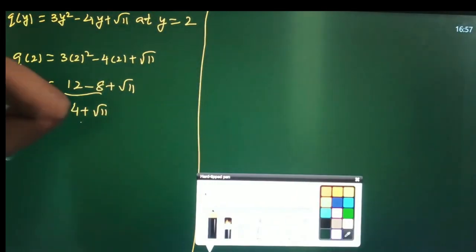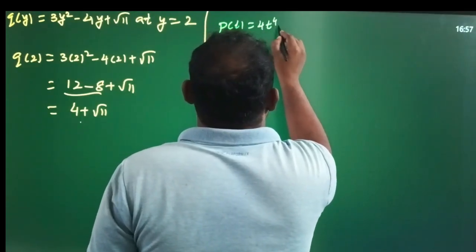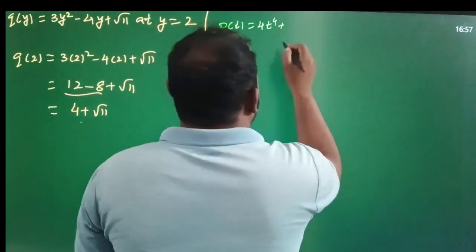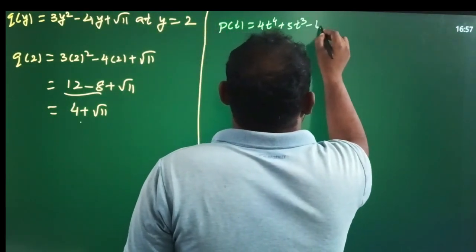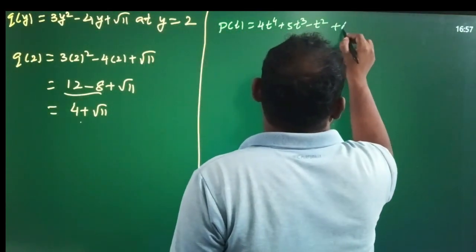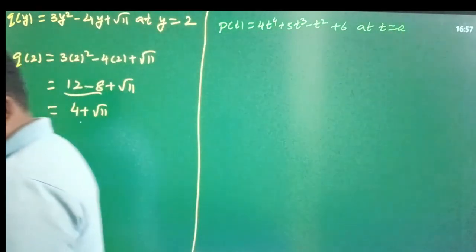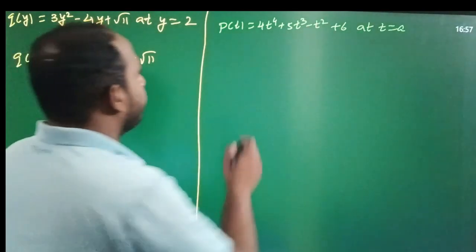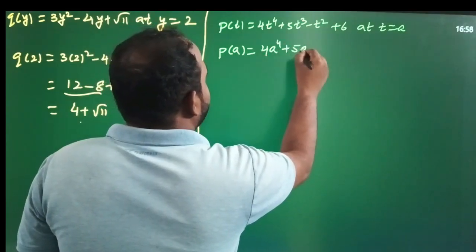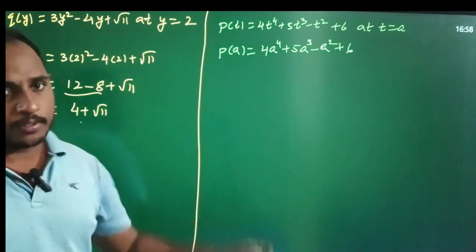Next one, p of t equals 4t power 4 plus 5t cube minus t square plus 6. Here t equals a. Now p of a equals 4 into a power 4 plus 5a cube minus a square plus 6. This is the value of the polynomial p at t equals a.